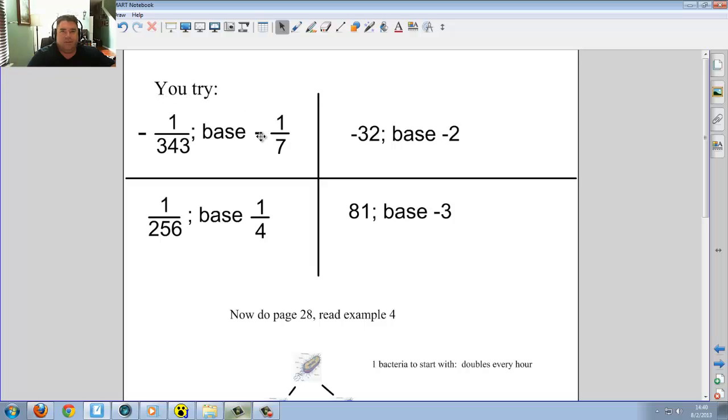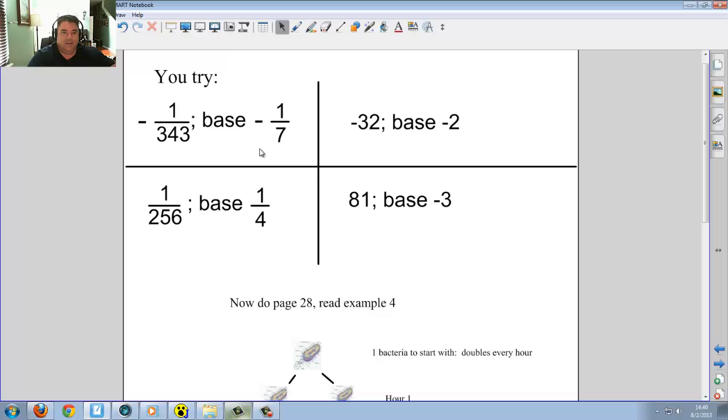Go ahead, you try it this time. Pause me. Alright, let's see how you did. Base of negative 1/7. Answer was negative 1/343. No, there has to be an odd number of negative 1/7 because your answer is negative. Turns out there's 3 of them, so it's going to be negative 1/7 to the 3rd power.